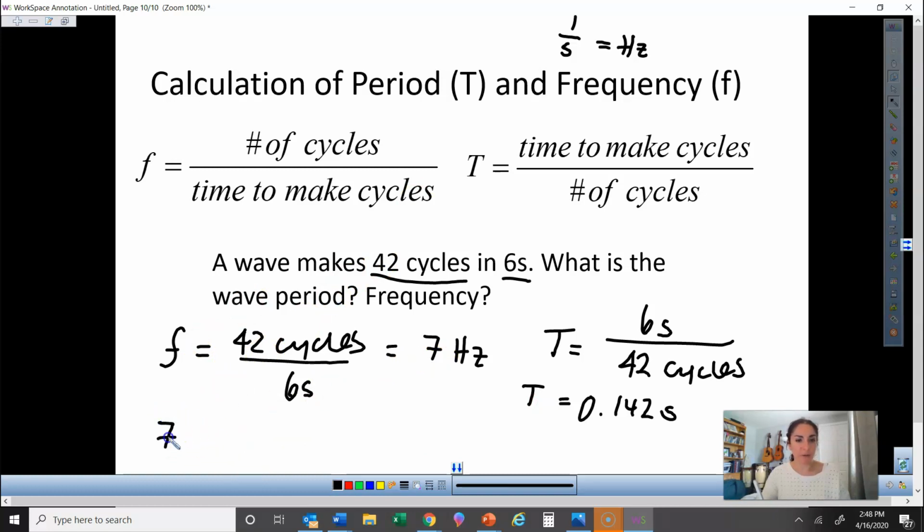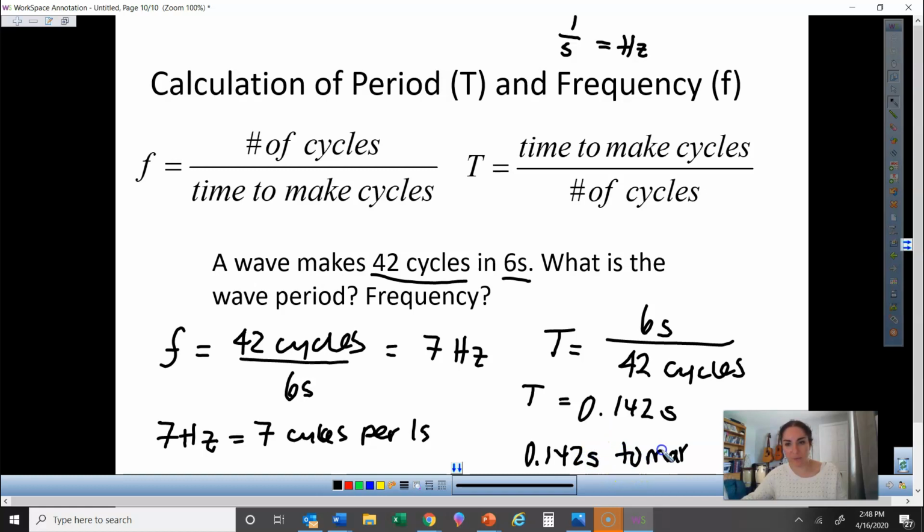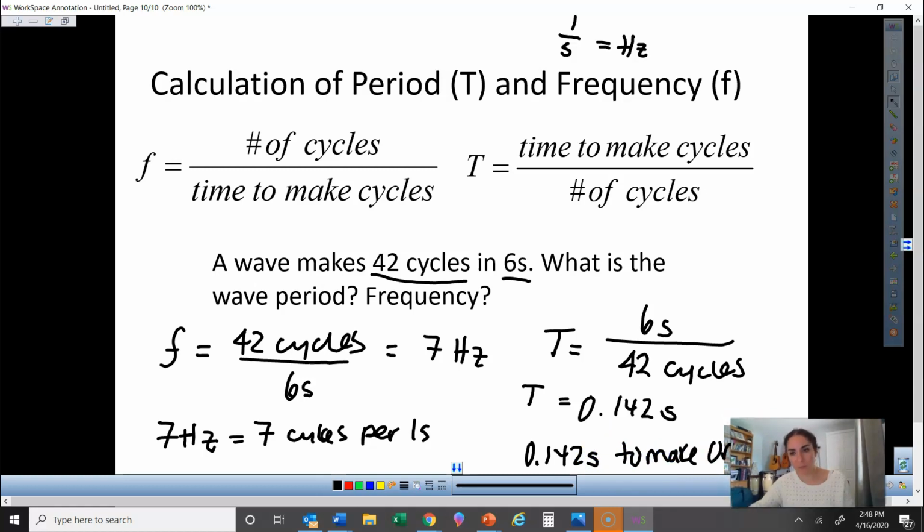These translate to the following. 7 hertz means that I make 7 cycles per 1 second. So it's pretty fast, depending on what it is. And then this translates to it takes 0.142 seconds, so a fraction of a second, to make 1 cycle. I hope that makes sense. And notice that these are related, right? In order to make 7 cycles in 1 second, each cycle has to be less than a second. In fact, they're literally divided by that.